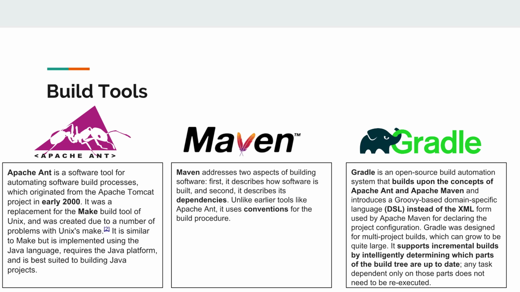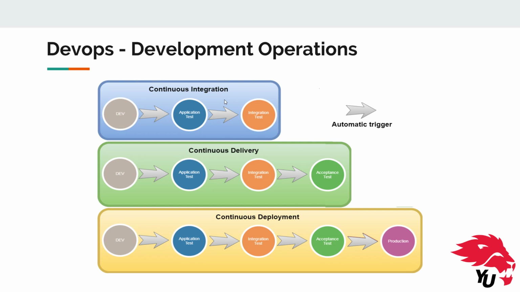And the most important thing, it supports incremental builds by intelligently determining which parts of the build tree are up to date. So you can imagine that you're building a software, it can get quite slow over time. You have more dependencies, more packages. So you want to make sure you're caching all of those, and Gradle is really good at that. Anyway, that's the reason we're using Gradle right now. But still, keep in mind, you're going to see Maven and Apache Ant being used in the community as well.